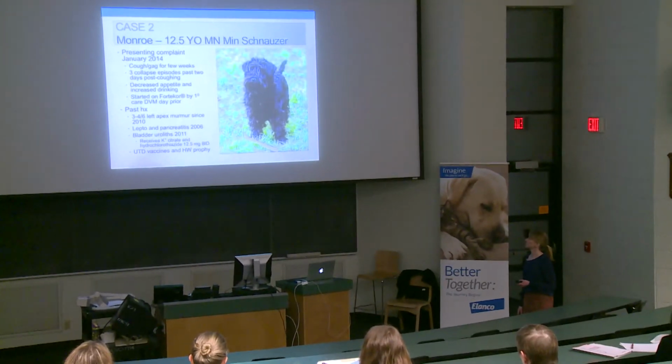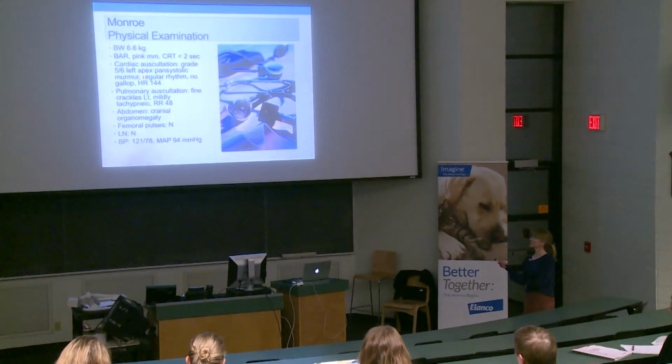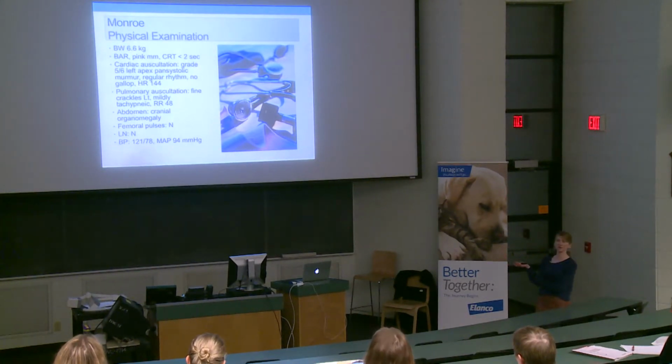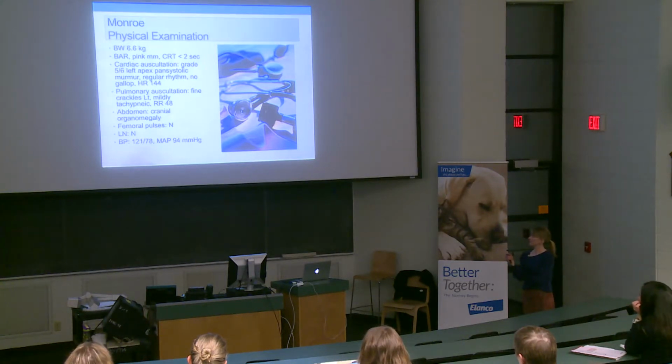But he continued to have some troubles. So on his physical, he was a little bit smaller than Schatzi, equally bright, alert, pink, good cap refill. His physical was very similar in that he had a palpable thrill now over his left apex, so a 5 out of 6 murmur. Regular rhythm, heart rate was 144. He too had crackles on the left. He was tachypneic. He had a palpably big liver on abdominal palpation, normal femoral pulses, normal blood pressure.